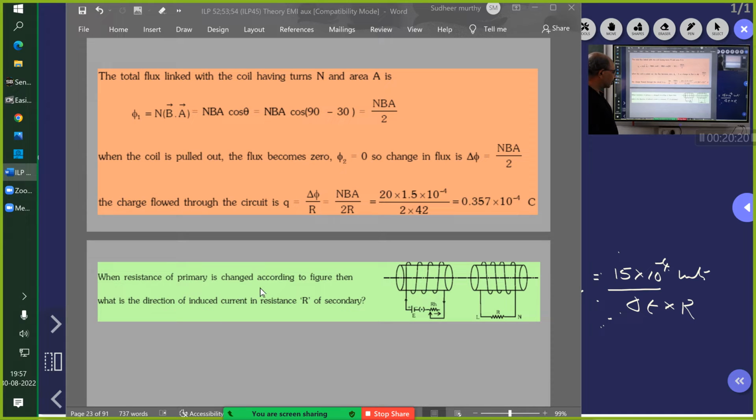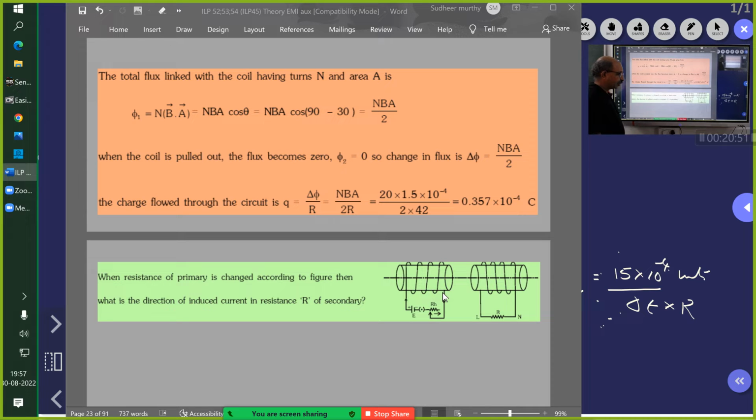When the resistance of the primary is changed according to the figure, if you keep the rheostat point here, the resistance of the circuit is 0. If you keep pulling it to the right, the resistance is increasing. That is what you have to be keen on here. Initially the current was high, now the current starts decreasing in this coil.